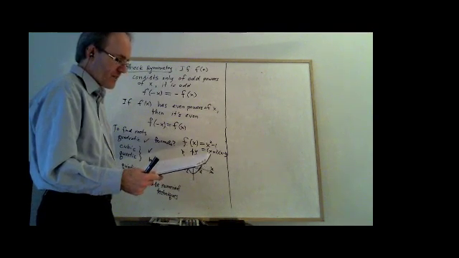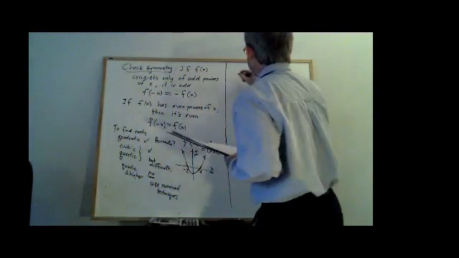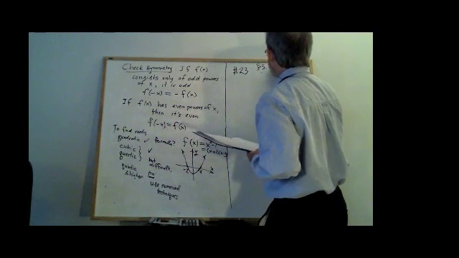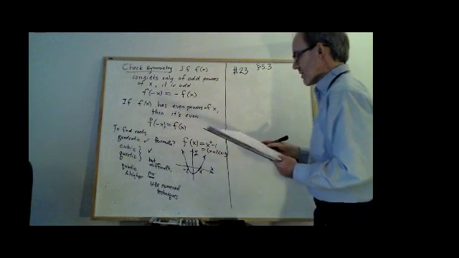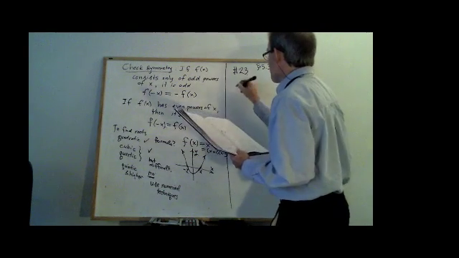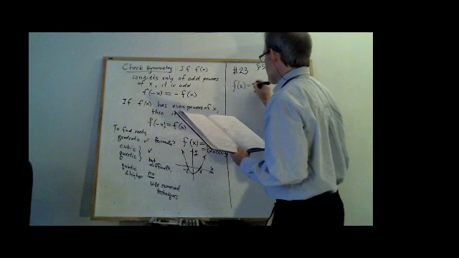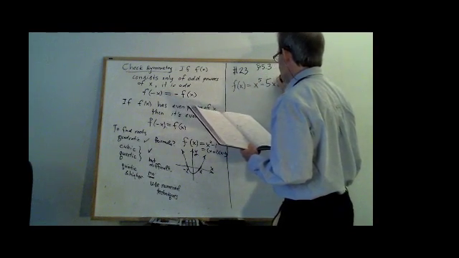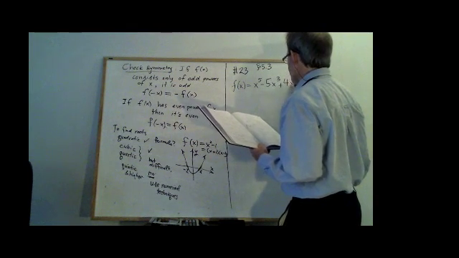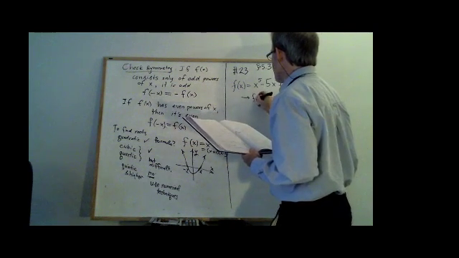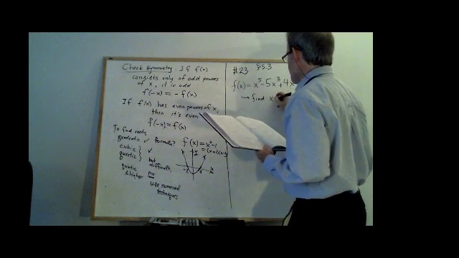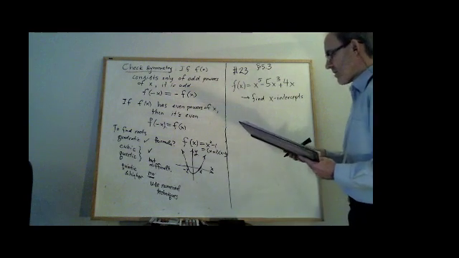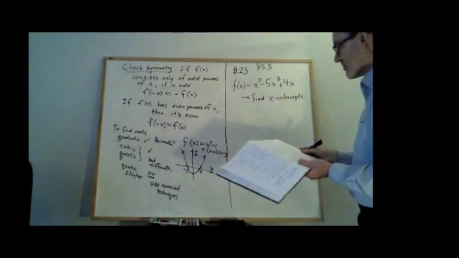All right, so another exercise that I wanted to do is 23. This is in section 5.3. It looks like this. f of x is equal to x to the 5th minus 5x cubed plus 4x. You're asked to find the x-intercepts. That's all you have to do.